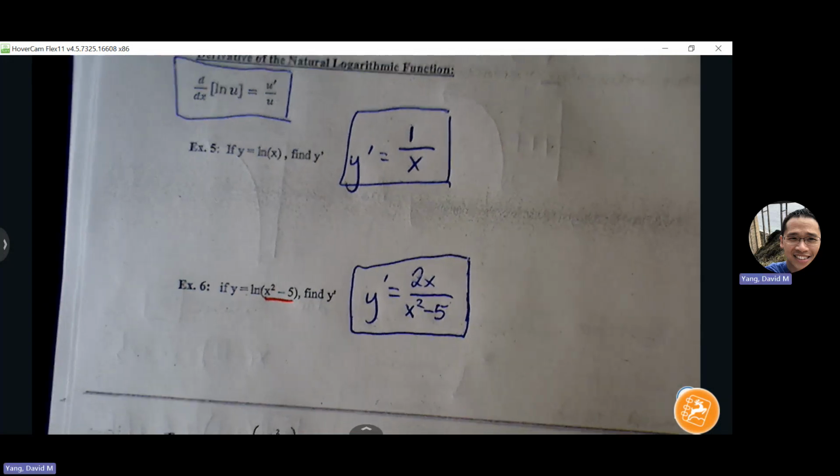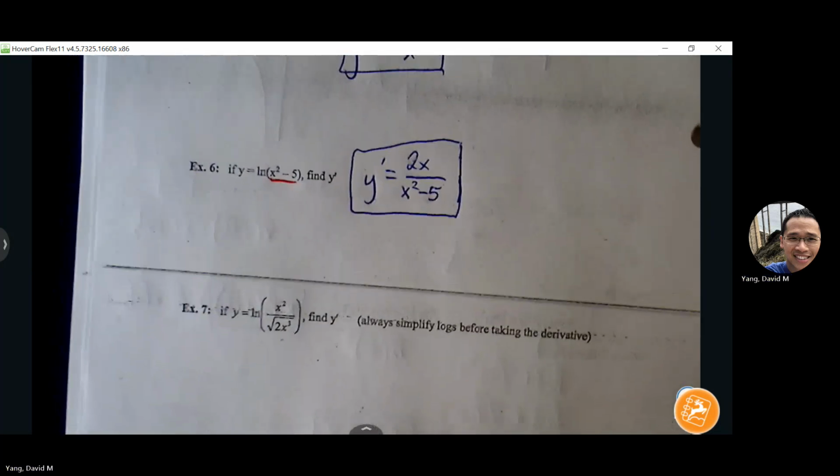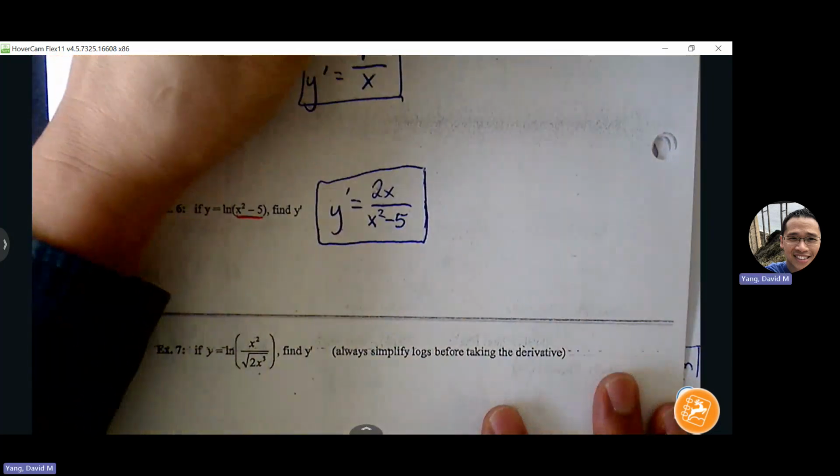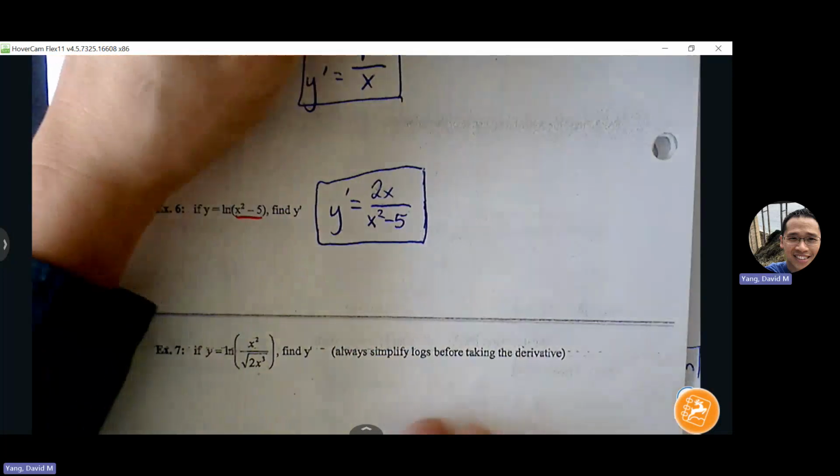Okay, so let's look at example 7. Hopefully 5 and 6 didn't take much room. I do want to save this space for another example that we're going to do, example 8. But let's look at example 7. If y equals natural log of x cubed over square root of 2x cubed, find y prime.